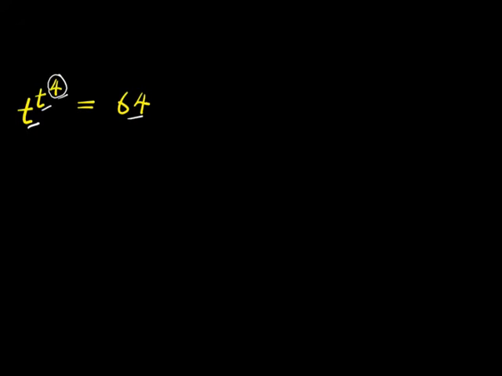So, what do we do? You can decide to raise each part of this equation to the power of 4 because we have 4 here already. I have t to the power of t to the power of 4, and this is raised to the power of 4 again, and this equals 64 to the power of 4.